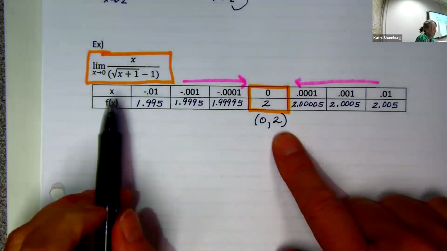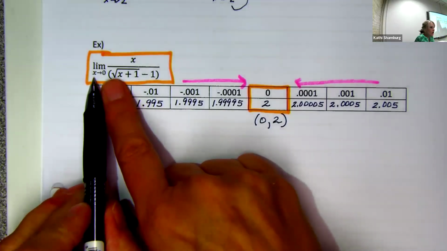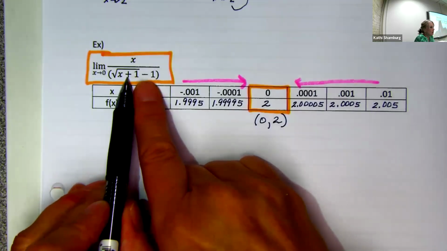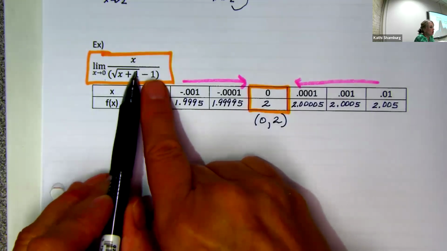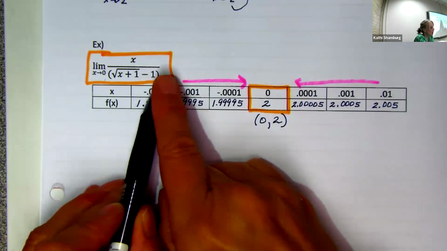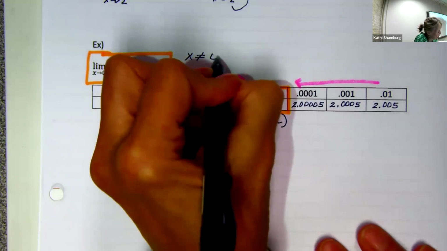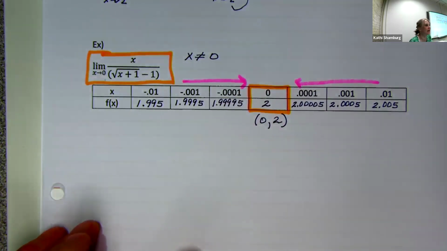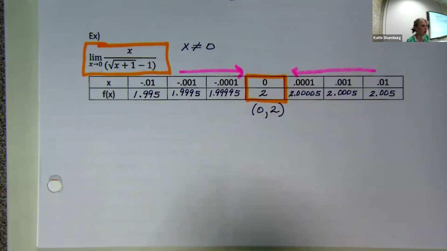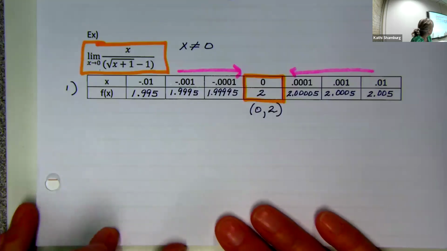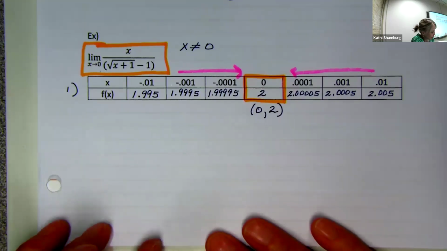Now, what would have happened if we would have put 0 in here? We would have gotten 0 plus 1. The square root of 1 is 1, and 1 minus 1 is 0. So in this case, we know x cannot equal 0 because that would make the denominator 0, and that's undefined. Okay, so that's what it looks like using the table.